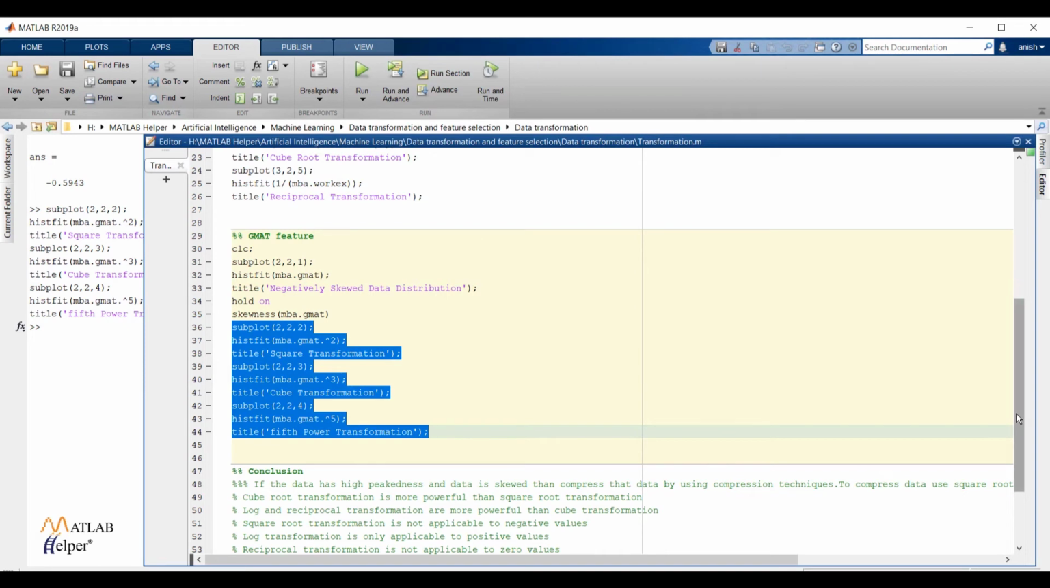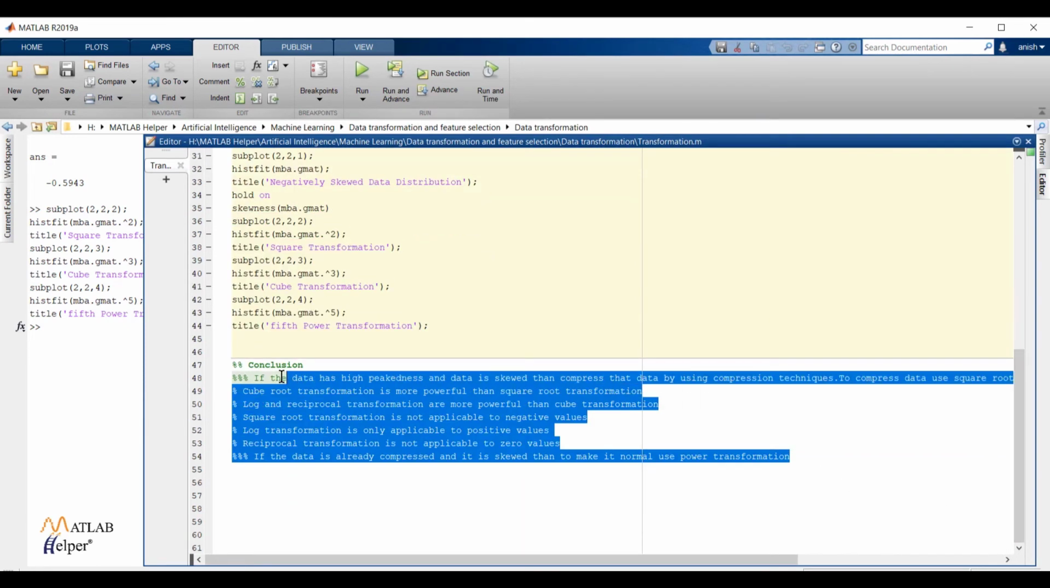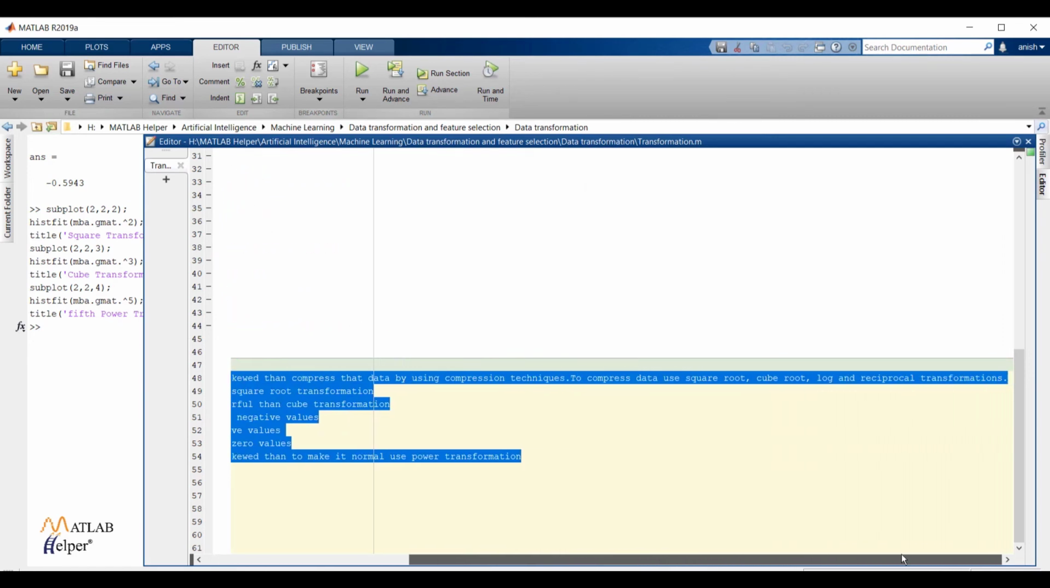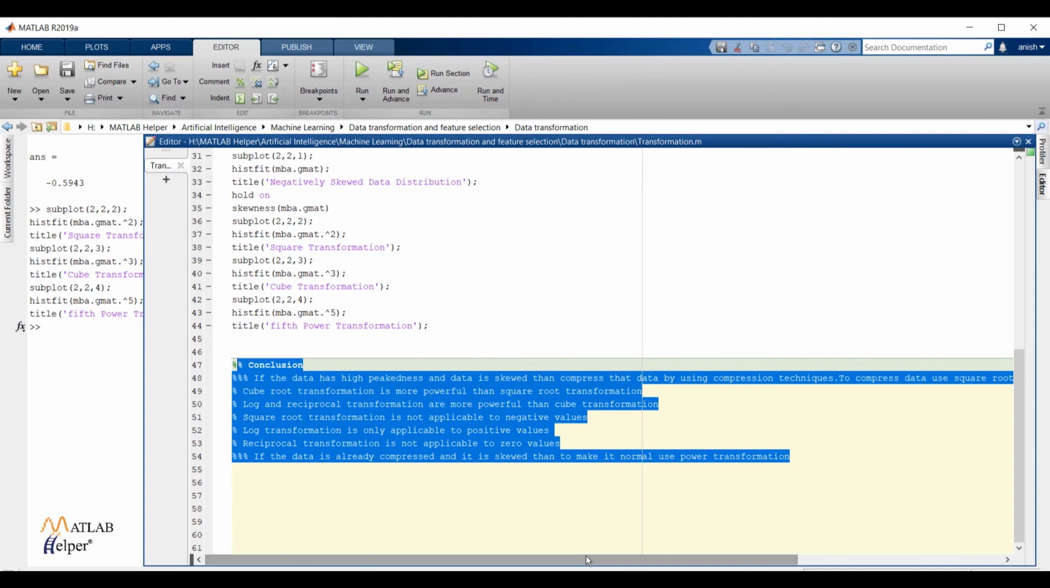Over here you can note some important points. First point is, if data has high peakedness and it is skewed, then compress that data, and to compress use square root, cube root, log and reciprocal transformation. Also note these points. First one is, cube root transformation is more powerful than square root transformation. Second point is log transformation and reciprocal transformation are more powerful techniques than cube root transformation. Third point is square root transformation is not applicable to negative values. Fourth point is log transformation is only applicable to positive values. Fifth point is reciprocal transformation is also not applicable to zero values.